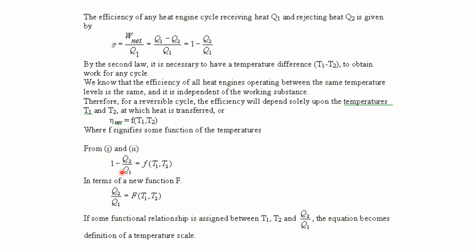So now we can say 1 minus Q2 by Q1 is equal to a function of T1 and T2. Maybe I'll remove this 1 minus and simply express Q2 by Q1. I'll use some other function f(T1, T2). It is just an equation. Function in the sense it is a relationship, a mathematical equation. So if some functional relationship is assigned between T1 and T2 and Q2 by Q1, the equation becomes the definition of a temperature scale.